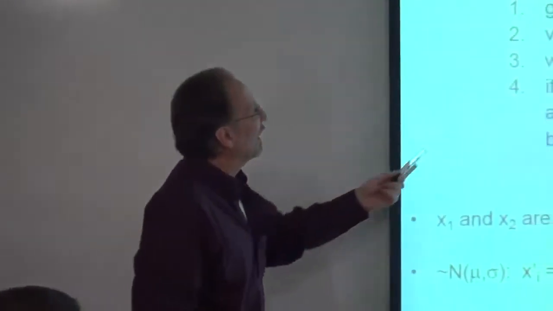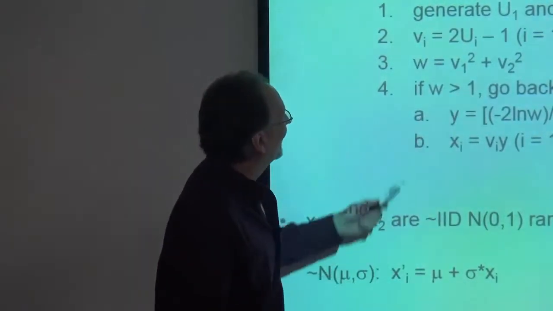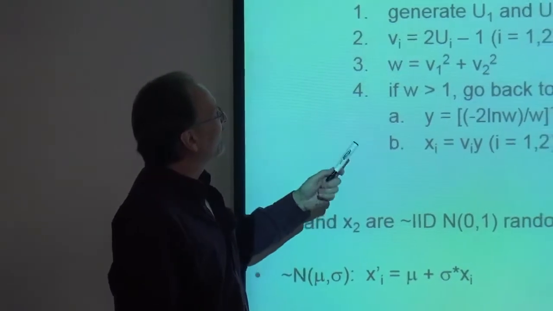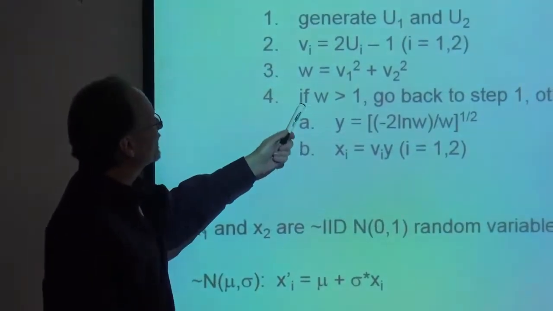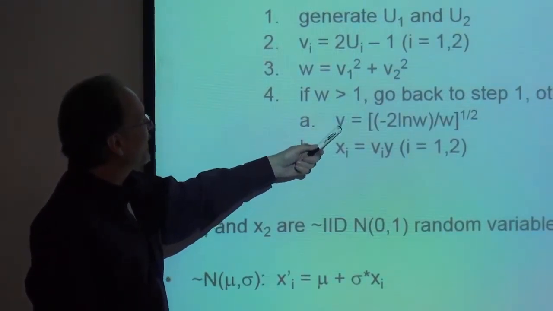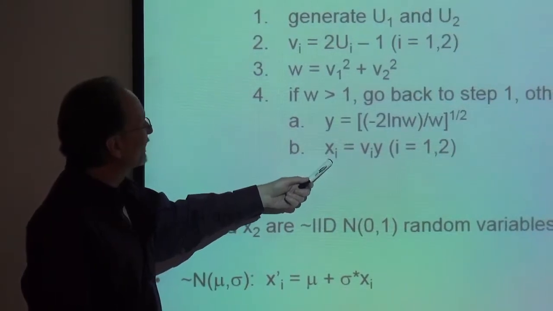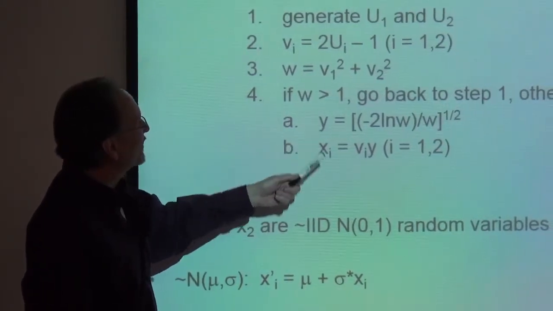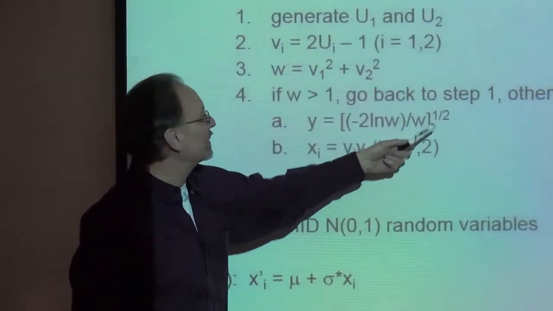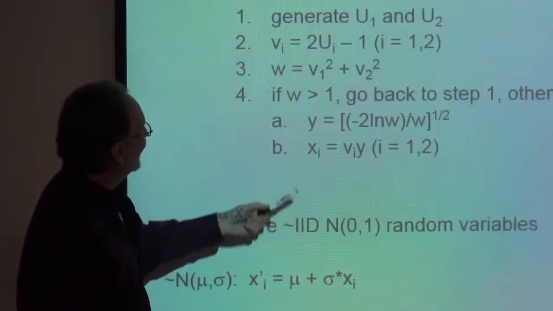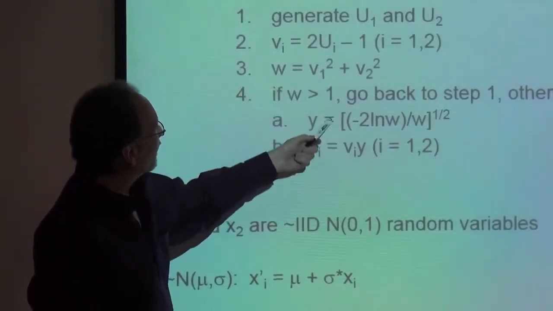And then I calculate w, it's only one w, using v1 and v2. If w is greater than 1, then I discard that and go back and start again. If w is less than 1, then I generate y, and I generate x sub i. Okay? I generate y as the first step, and that's the square root of 2 times the natural log of w divided by w. Then I generate x sub i, which is my v sub i over y.